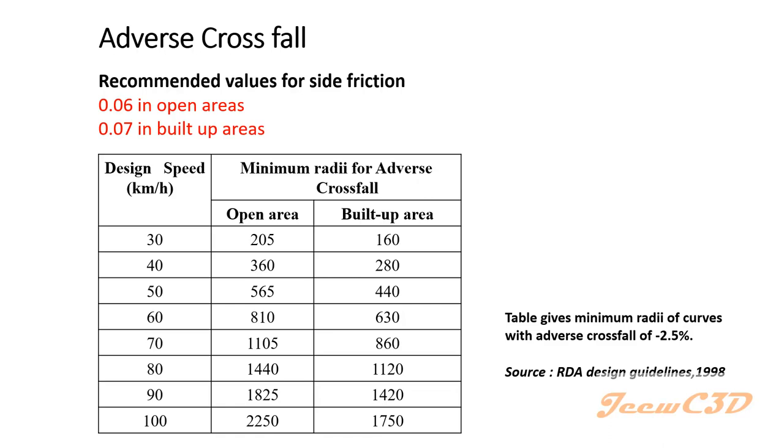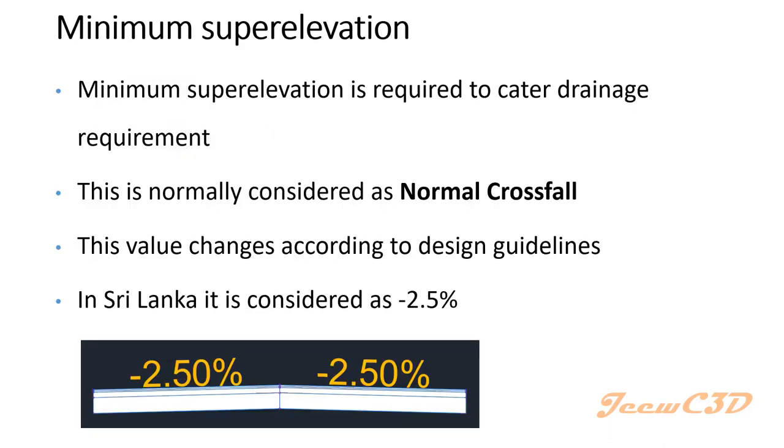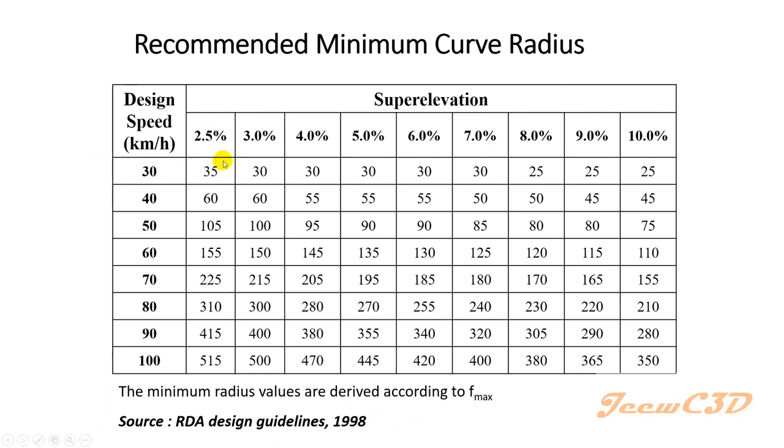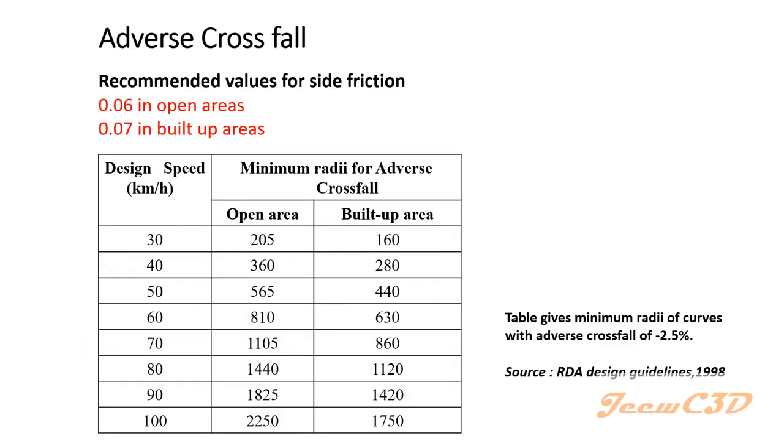So if I make it more clear, if you have a radius of 100 meters, you should have super elevation of 2.5, because the design speed is 30 and your radius is 100 meters, that means more than 35, you should have super elevation of 2.5. So when your radius is more than the adverse cross fall or equal to adverse cross fall, your super elevation will not be there. Your super elevation would be the normal cross fall.